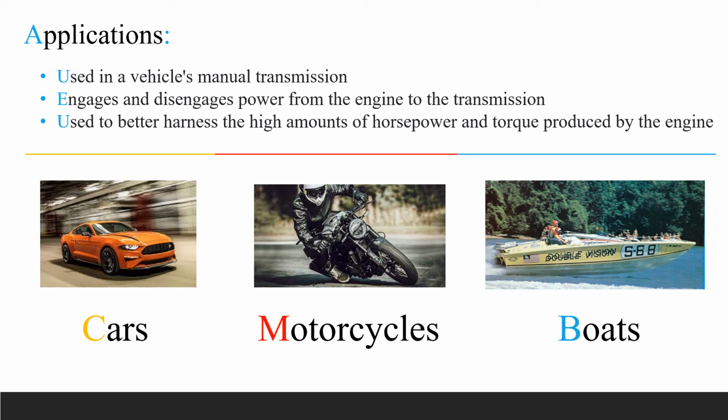Lastly, the applications of disc clutches. Disc clutches are used in a vehicle's manual transmission. They engage and disengage power from the engine to the transmission. In some high-performance applications, a multiple disc clutch is used to harness the high amounts of horsepower and torque produced by the engine directly to the input shaft of the transmission.